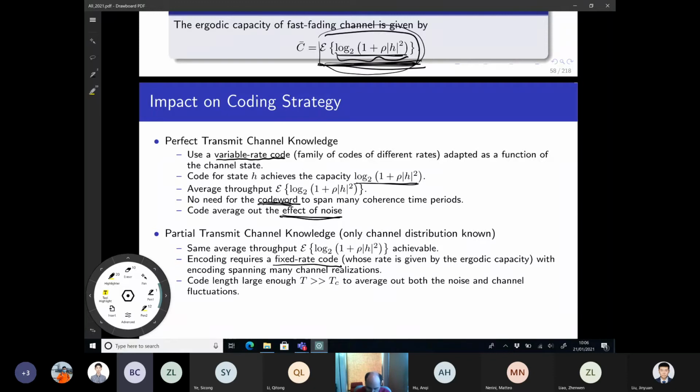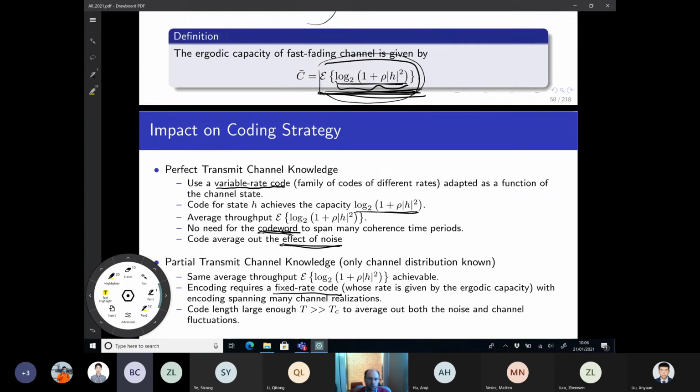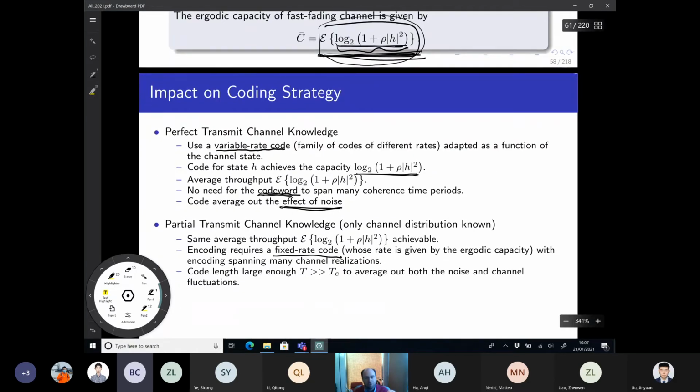So those are two different strategies to achieve this ergodic capacity. In the first case, you know the channel, so you can adapt, and you use a variable coding scheme to adapt to the channel realization, and you average out only the effect of the noise. The second one is that you transmit at a single fixed rate that is given by the ergodic capacity. And what this will do is that it will average out the effect of the noise, but it will also average out the effect of the channel fluctuation, right? Because the code word will span many realizations of the channel.